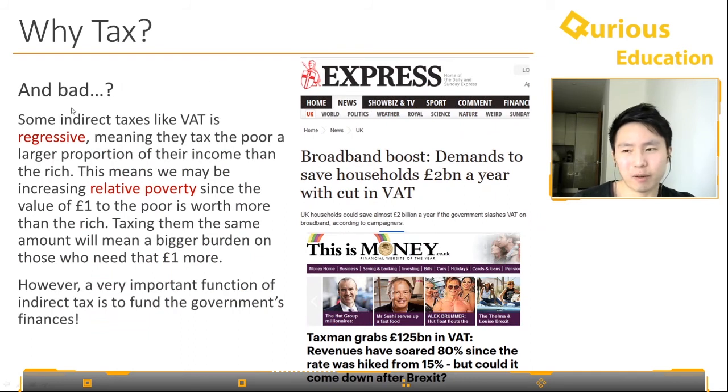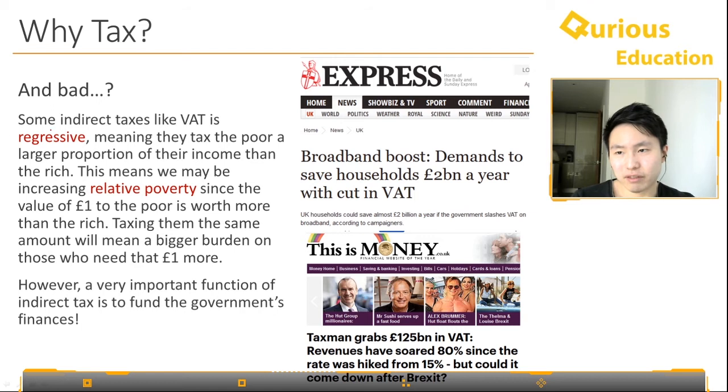Okay, so why taxes? What are some of the bad effects of taxes? So some taxes, like the VAT, are what we call regressive. What we mean by regressive is that they tax the poor a larger proportion of their income than the rich.